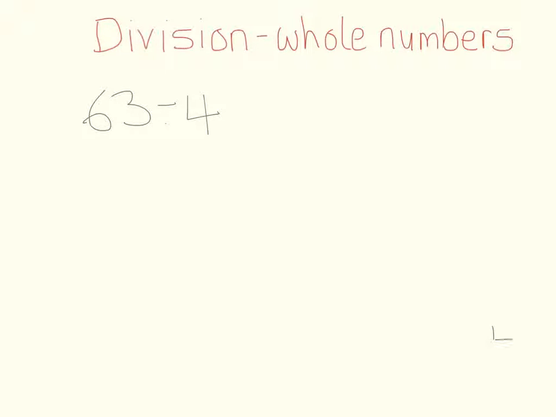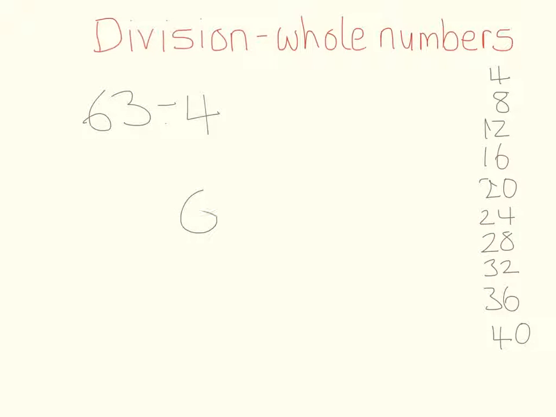I'm going to write out my, I always started it wrong. I'm going to start at the top, sorry. 4, 8, 12, 16, 20, 24, 28, 32, 36, and 40. Okay, I'm going to put the number I'm dividing into my half box, and then I am going to put my divisor on the left hand side there.